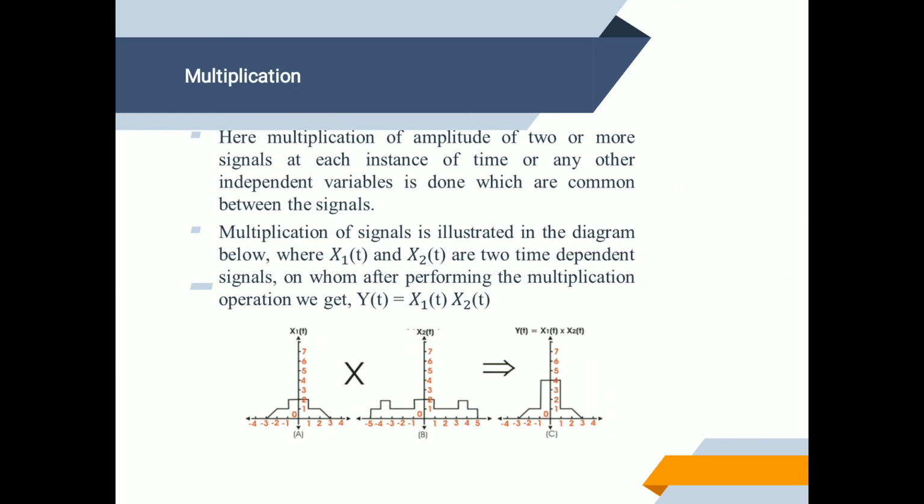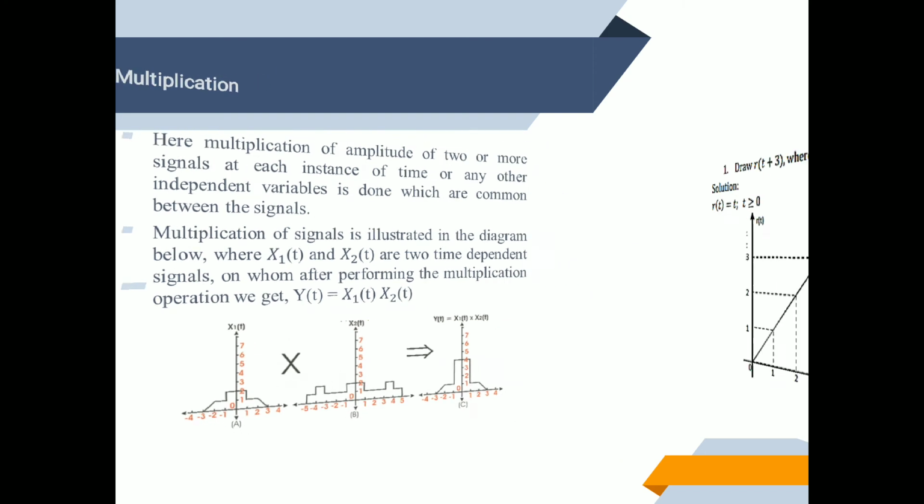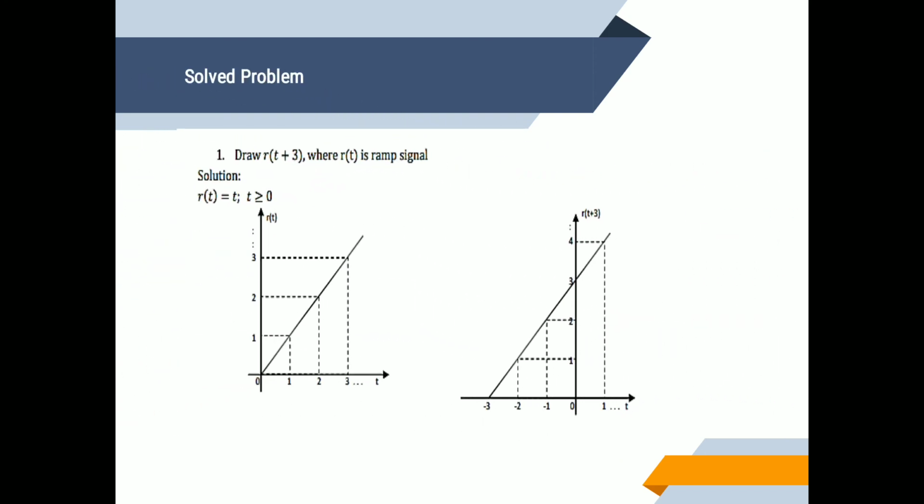Multiplication. Here multiplication of the amplitudes of two or more signals is done at each instant of time or any other independent variable, which are common between the signals. Multiplication of signals is illustrated in the diagram below, where x1(t) and x2(t) are two time independent signals on which, after performing the multiplication operation, we get y(t) equal to x1(t) times x2(t). These are the diagrams of the solved example.